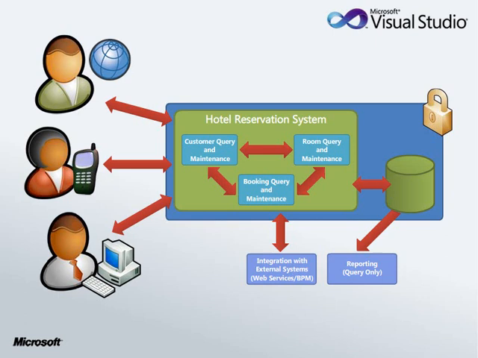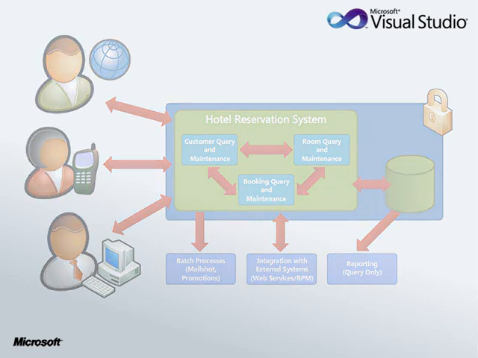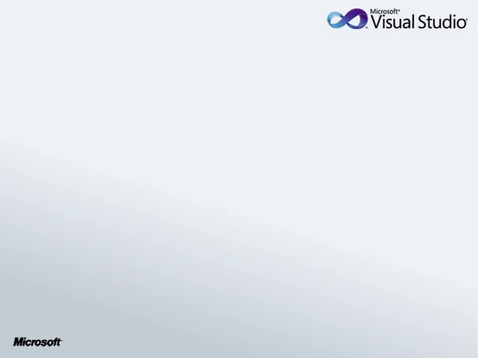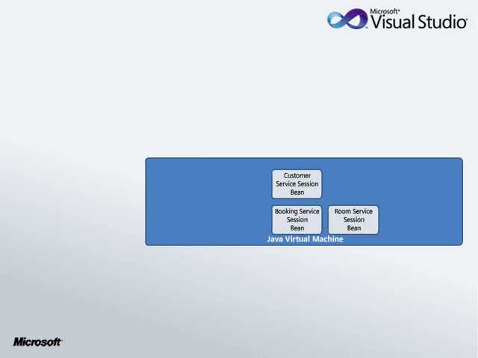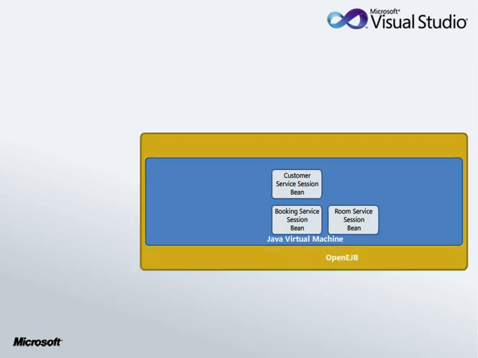The system also supports a number of periodic batch processes for generating mail shots and other promotional material tailored for specific customers. There are many possible ways to implement a system such as this. For example, the developers at a typical Java house elected to base the core of their system on a collection of session enterprise Java beans providing services for managing customers, rooms, and bookings. These session beans require a host environment such as that provided by OpenEJB.